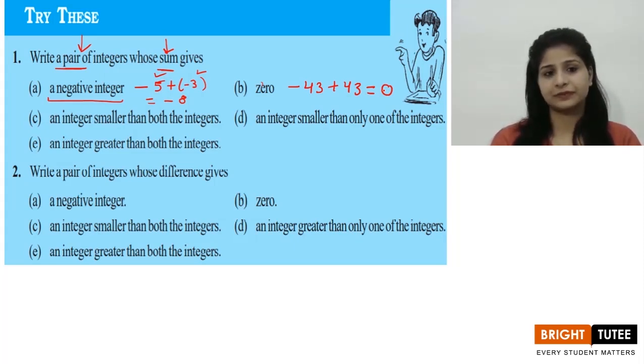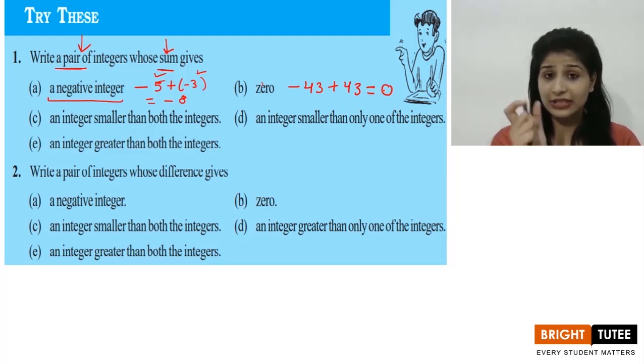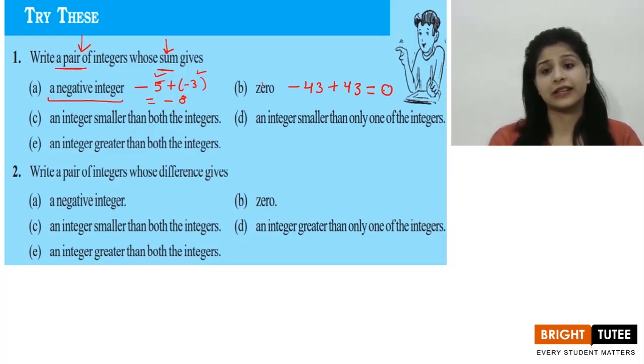The third part, an integer smaller than both the integers. That means when you add both the integers, you should get a number that is smaller than both. So in the first part, we have taken the example as minus 5 and minus 3. So minus 5 and minus 3, when we add, we get minus 8. Minus 8 is smaller than minus 5 as well as minus 3, if you observe. So we can write the same example in this case as well. Minus 8 is smaller than minus 3 as well as minus 5.